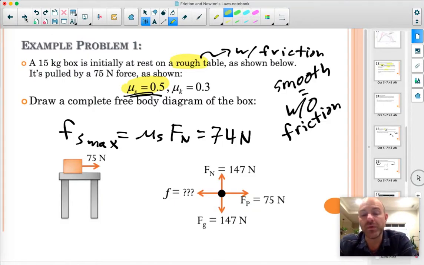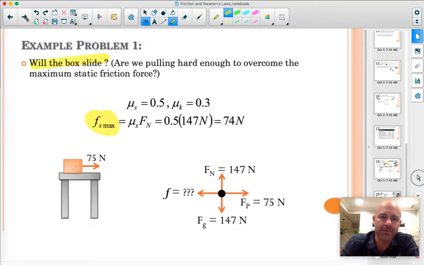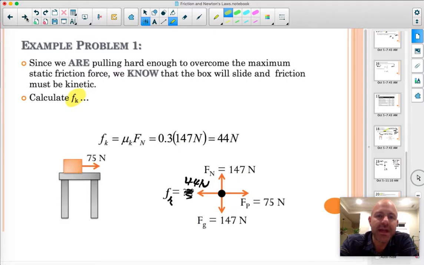And if it's being pulled with 75 newtons to the right, we calculate the Fs max, which ends up being 74 newtons. It's important to remember here that the static friction could be less, but we need to know what the maximum is. If it doesn't end up moving, then whatever the pulling force is, less than static friction max, is the static friction. But since the static friction max is 74 newtons and we're pulling with 75, we can say, oh, we're going to overcome that. We're going to break it away. And once that happens, it starts to slide.